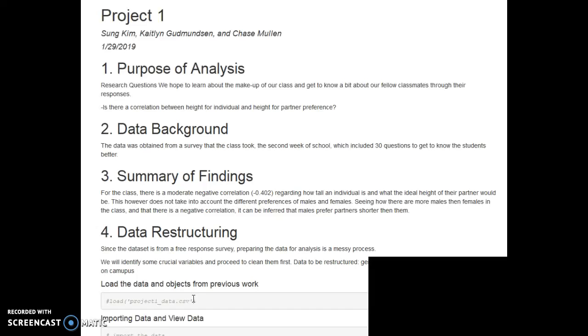However, this doesn't take into account the different preferences of males and females. Seeing how there are more males than females in our class, and there's a negative correlation right there, it could be inferred that men prefer partners shorter than them.